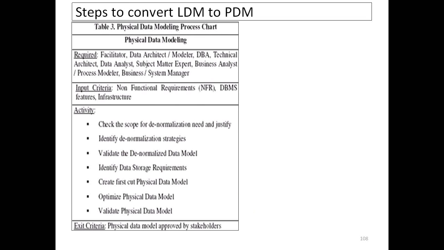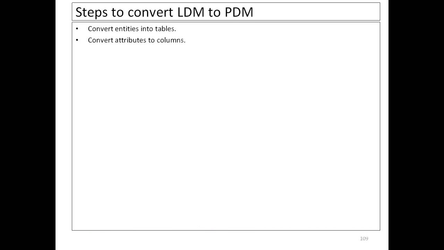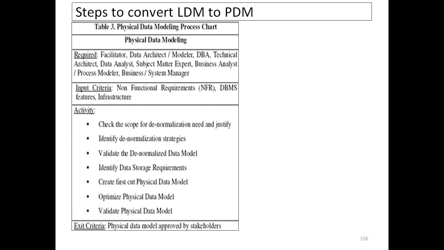Okay, these are the steps to convert. Who is required? What are the inputs? What are the activities which take place as you go from logical data model to physical data model? And what is the exit criteria? So an exit criteria is always very important because it defines when a particular task is complete. It marks a completion of a particular task. So the exit criteria is physical data model approved by stakeholders. It is not just the physical data model completed and given to the stakeholders, but it is approved by the stakeholders, which marks the end of conversion from logical data model to physical data model.